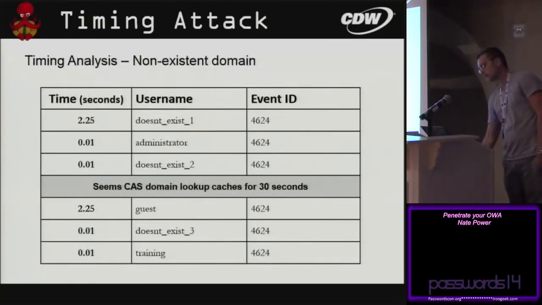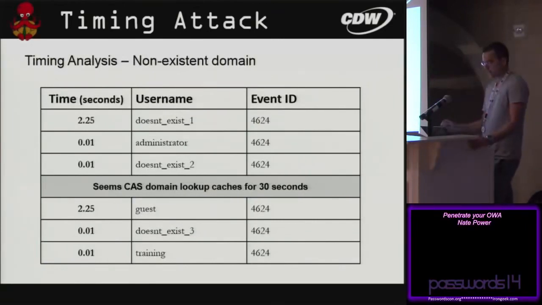This is doing a timing analysis on non-existent domains. You can see here in the middle column the username list that I'm using and attempting to brute force. On the very first request, the time came back in 2.25 seconds. Every request after that came back underneath a second. But continuing to let it run, it seemed like every 30 seconds you would see the 2.25 second request again, and then it'd be 30 seconds again. So there was a pattern there.